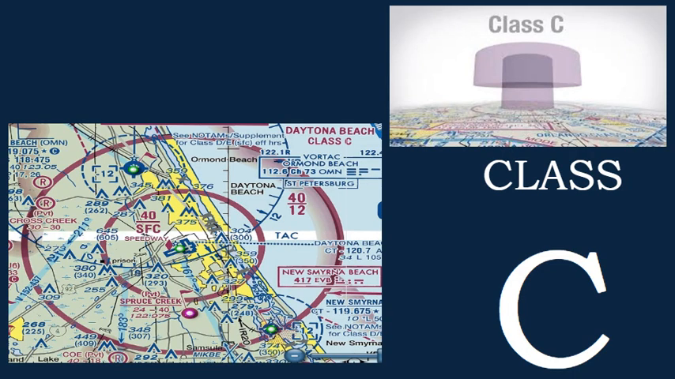Class C airspace is identified with solid magenta lines. It is used around medium-sized airports. And it also requires authorization to fly within these areas.